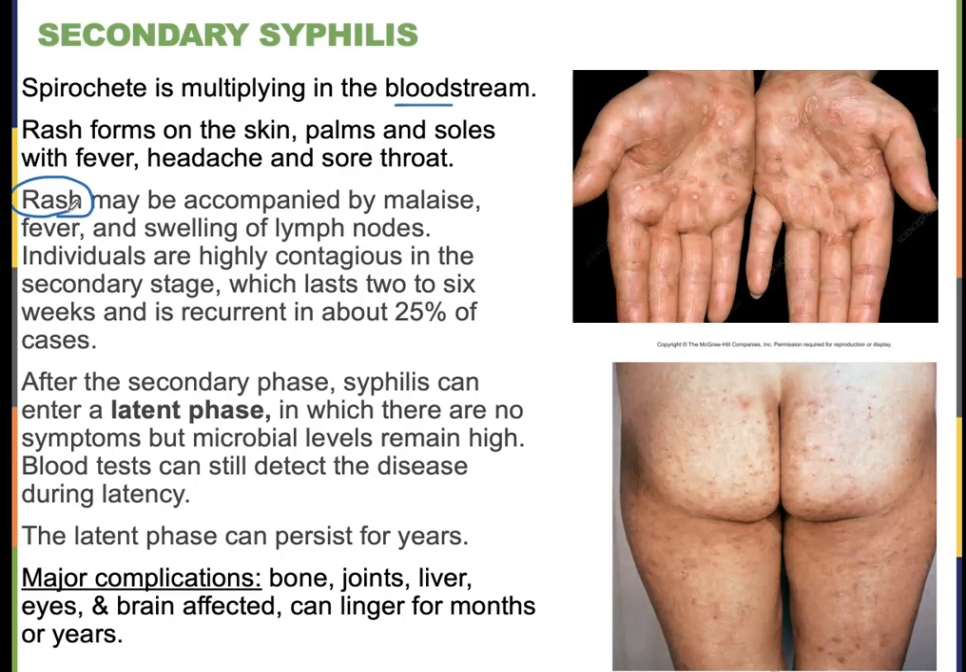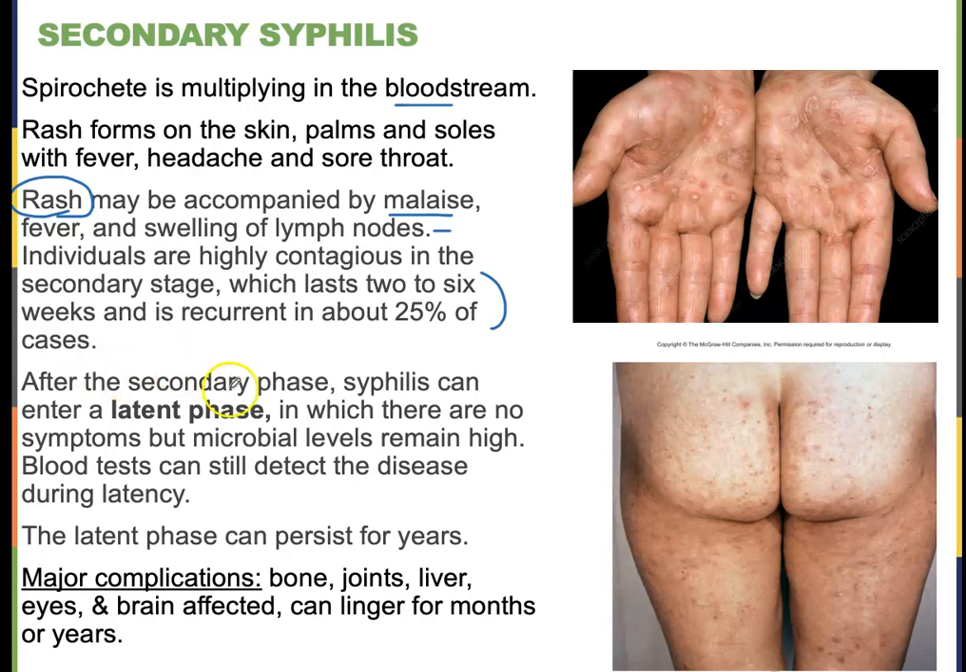You're also going to have general illness, right? So malaise is just being tired. You have a fever, swelling of lymph nodes, and you're also very highly contagious in the second stage. And this can last weeks, 2 to 6 weeks, and is recurrent in about 25% of cases. So that means you can have secondary syphilis several times.